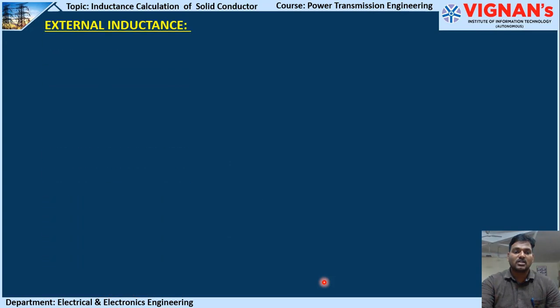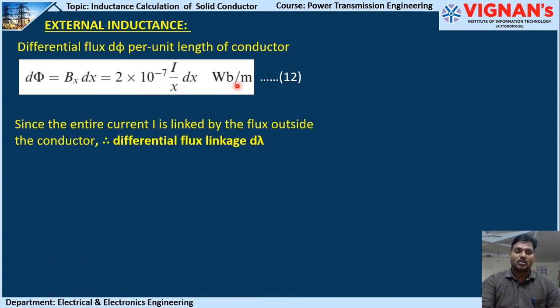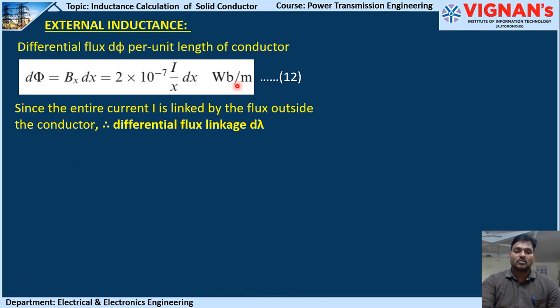So magnetic flux d phi is equal to Bx into dx, that is 2 into 10 power minus 7 I by x dx Weber per meter square. Take it as equation number 12. Now you see the path x will enclose the entire conductor. The path x, which has a radius x, is enclosing the entire conductor. Therefore the current enclosed is the total current flowing through the conductor.